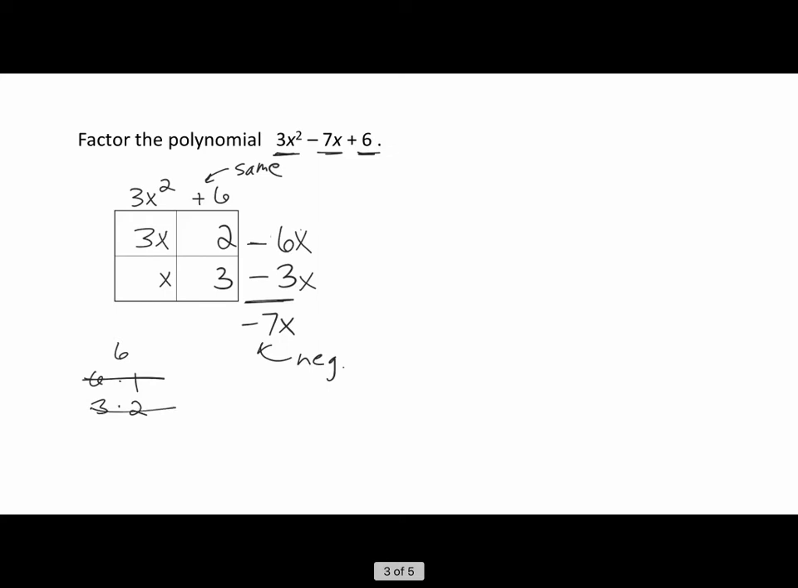So that means, guess what? That is a prime polynomial. There are no other factors except 1 times itself.